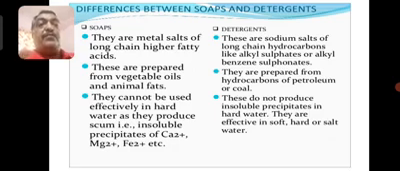Okay, here you can write the formula. I have not written it, but you can write. What are soaps? Soaps are nothing but RCOO minus Na plus, where R is a long chain hydrocarbon. What are detergents?